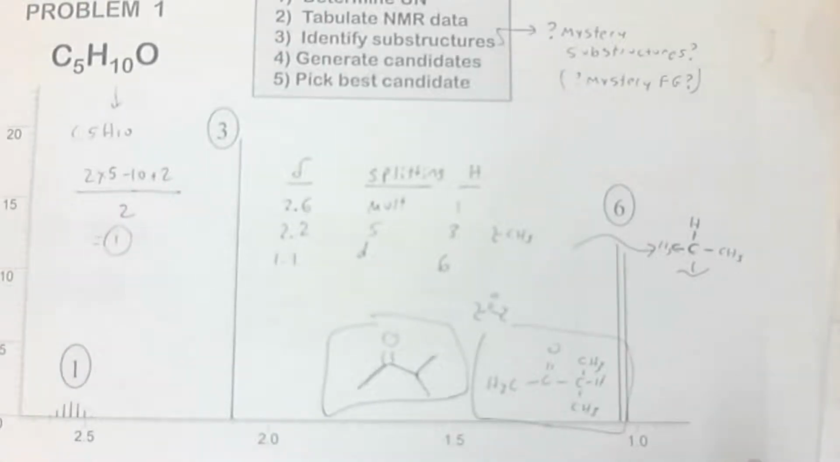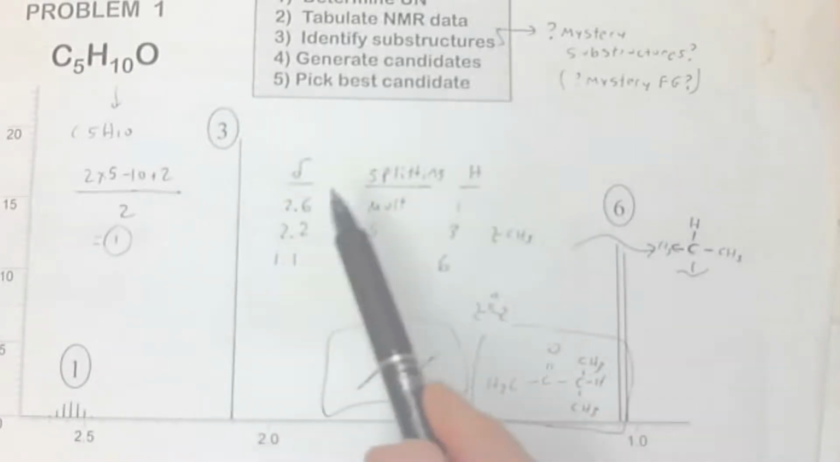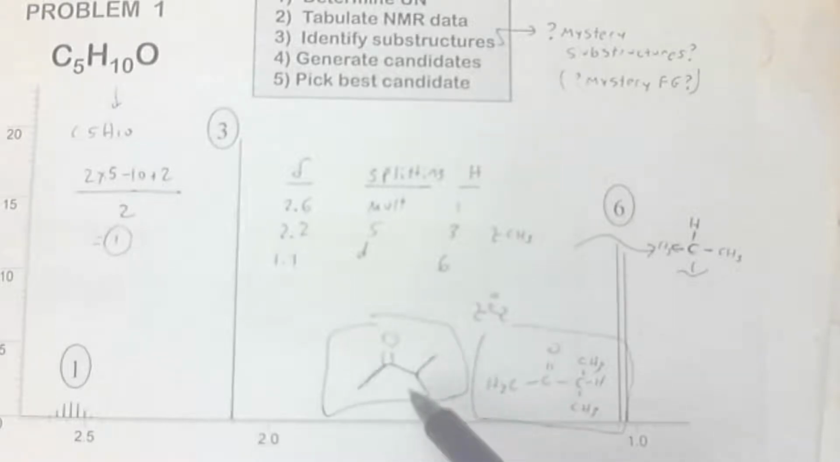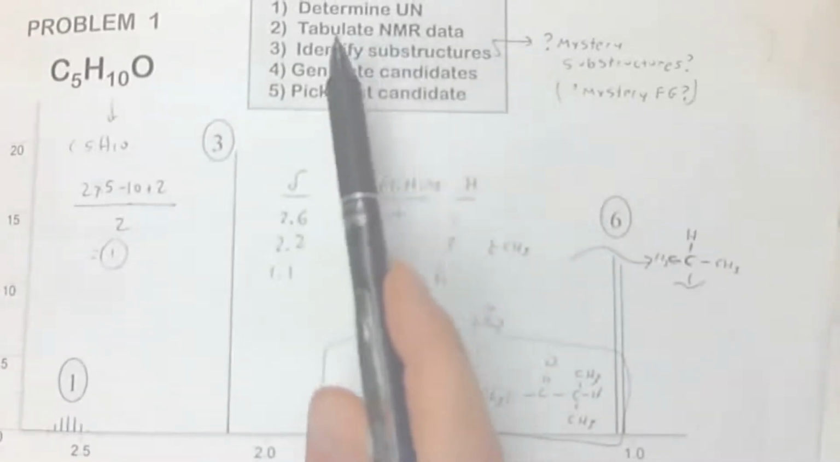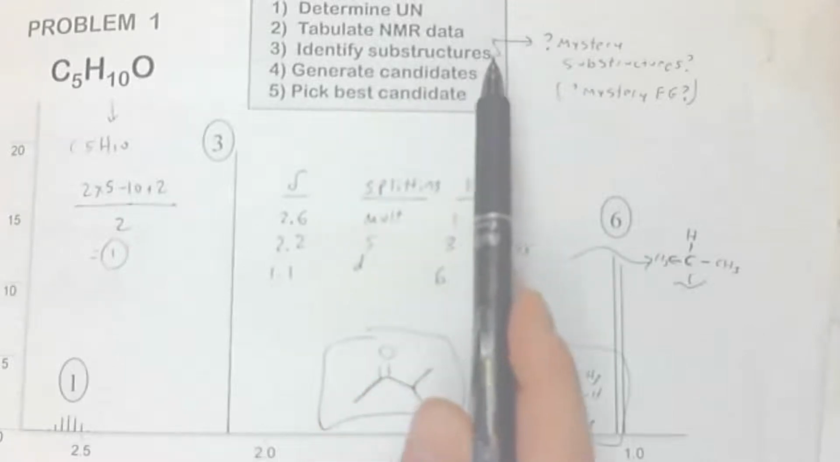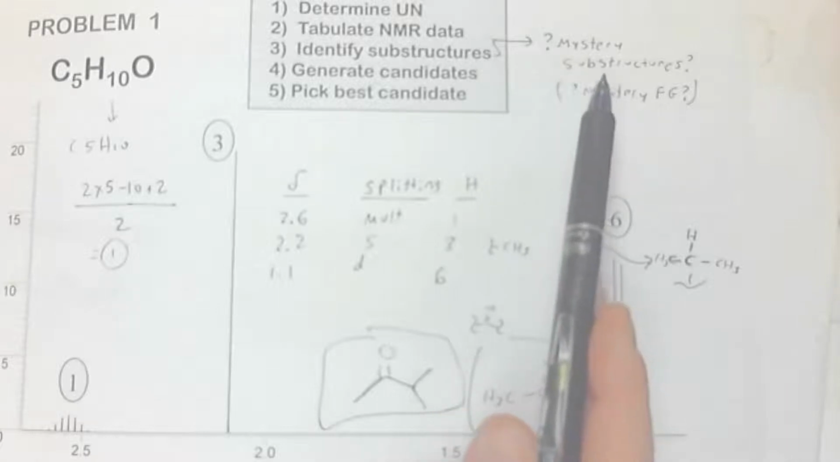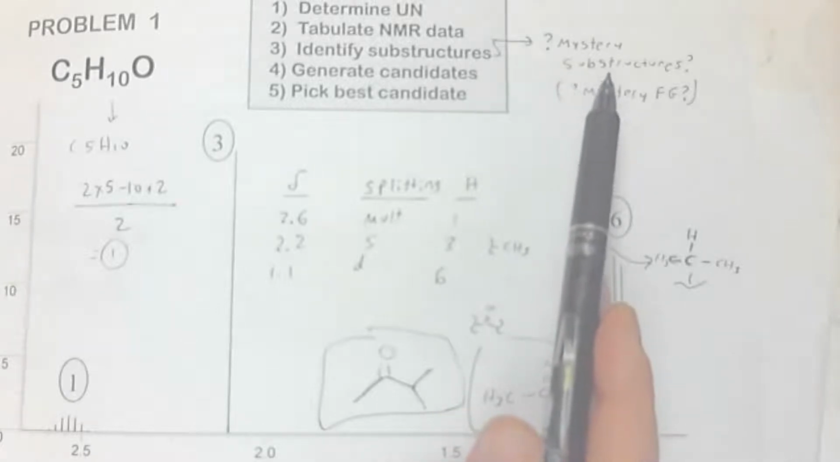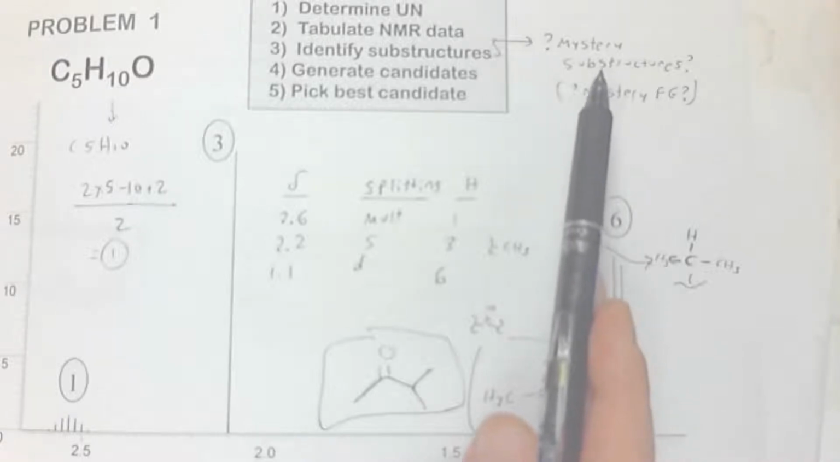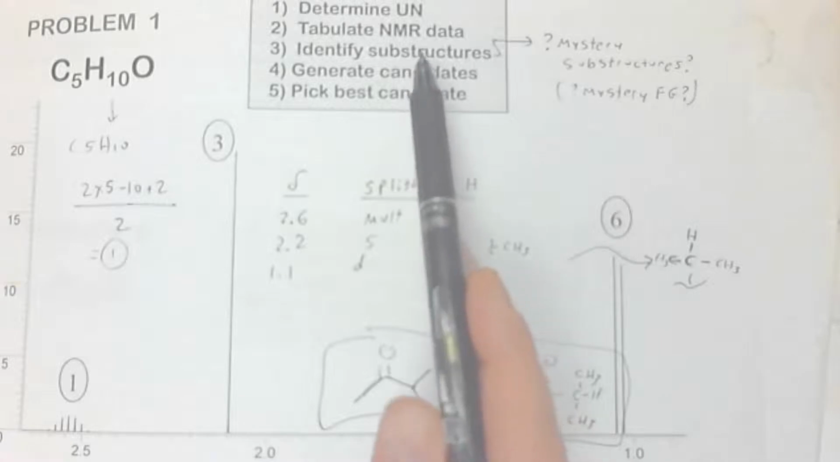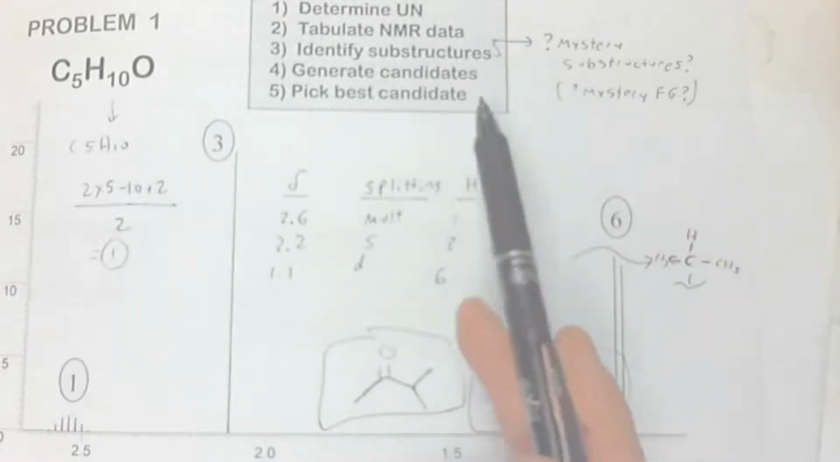It gets a little easier each time too, because now we get the process. But that's going to be the goal, is given the data, figure out the structures, right? And this is a pretty systematic universal method. UN, tabulate, identify substructures. And if you have a mystery substructure, you can't continue until you have it. If you have not accounted for all your carbons and oxygens and everything, you can't continue. It's impossible. So don't even attempt to go to step 4 until step 3 is done, okay? And we pick the best candidate, right?